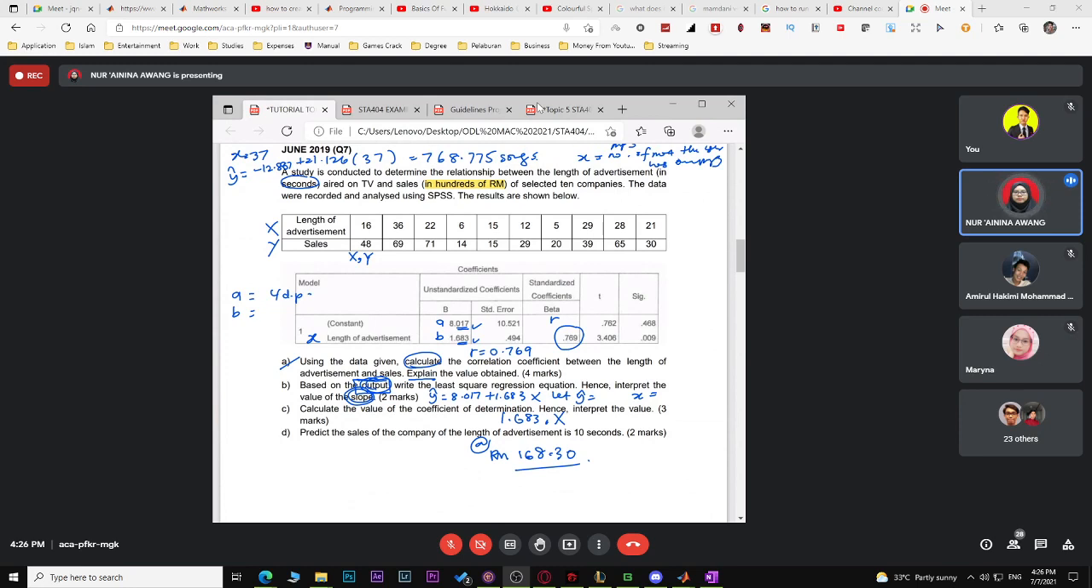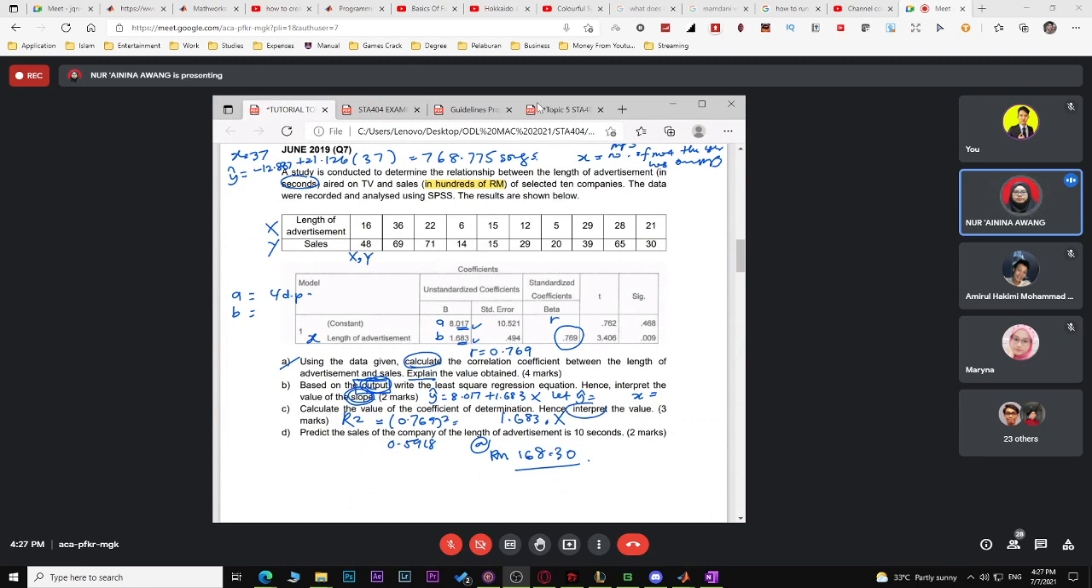And then for the next one, calculate the value of the coefficient of determination. So the question asks you to find your capital R square. So since you already have the value for your correlation coefficient, just square the value. Okay, so nanti you akan dapat the value is 0.5918. So you akan dapat this value. And then question ask you to interpret. So just interpret macam biasa.